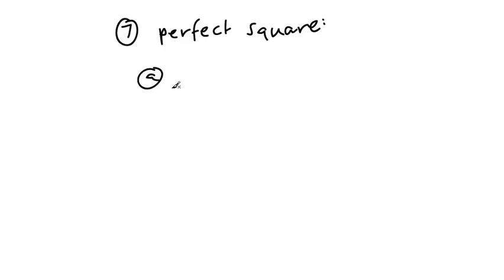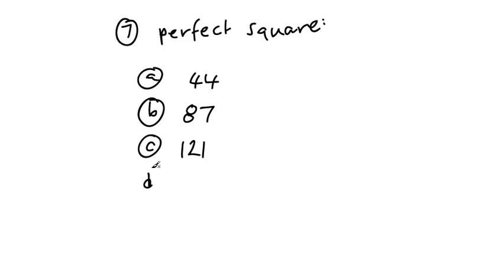So let's take a look at number 7. Number 7 is asking us which of the following is a perfect square. So which of these is a perfect square? So we have A, which is 44. So even as I'm doing these, I should be able to say, well, 44 isn't on that list of perfect squares, so I could cancel it. But let's write them all out first. So we have B as 87. We have C as 121. We have D as 180.